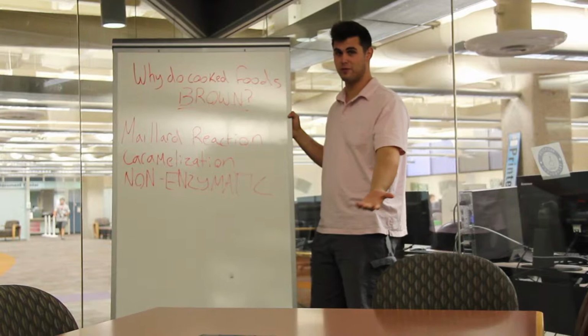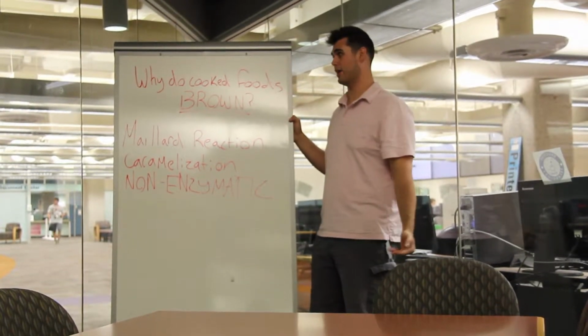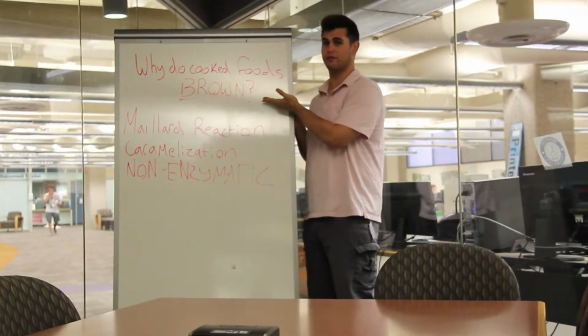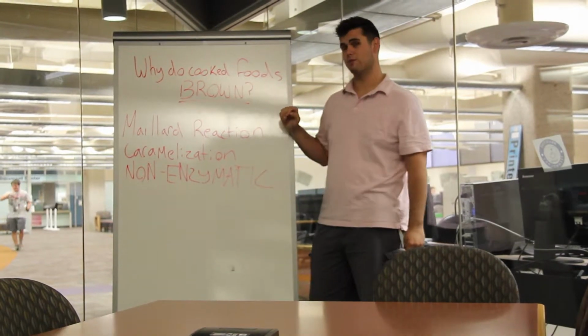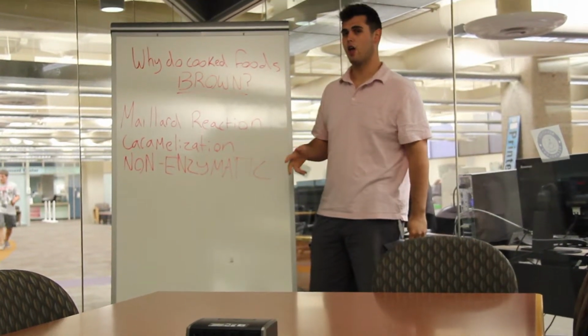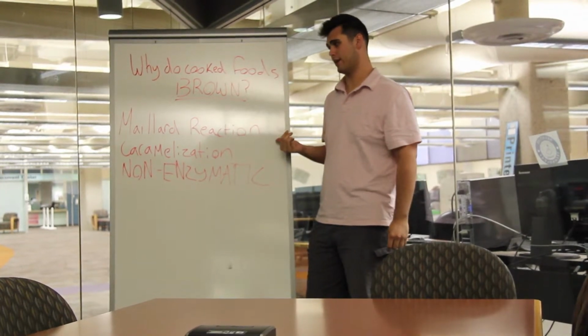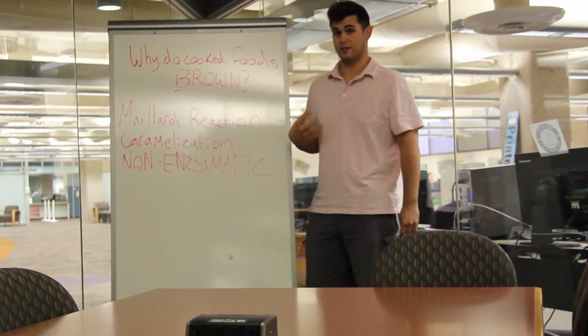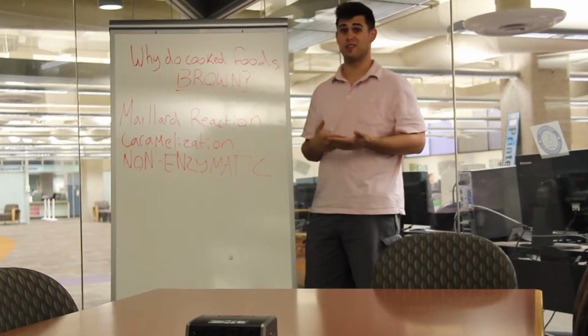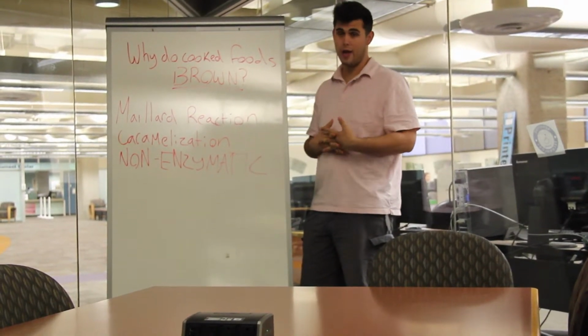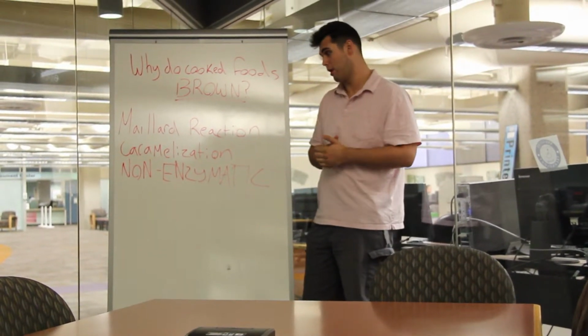I'm taking the 351 class, and so my topic is why do cooked foods turn brown? If you've kept up with all the readings in the class so far, you've read over something called the Maillard reaction. The Maillard reaction is a chemical reaction that's happening inside of foods, meats, breads, etc. that you cook, and it creates browning on the top.